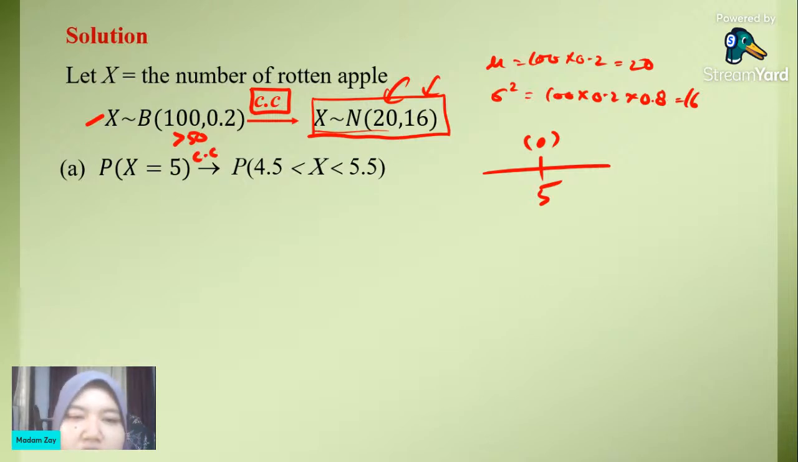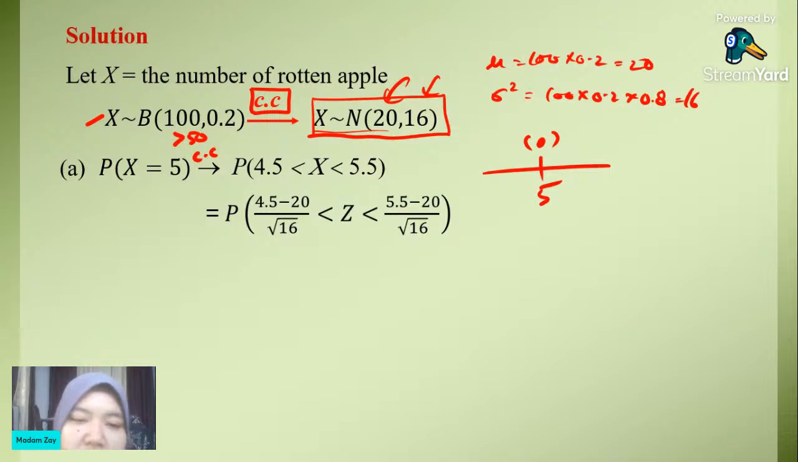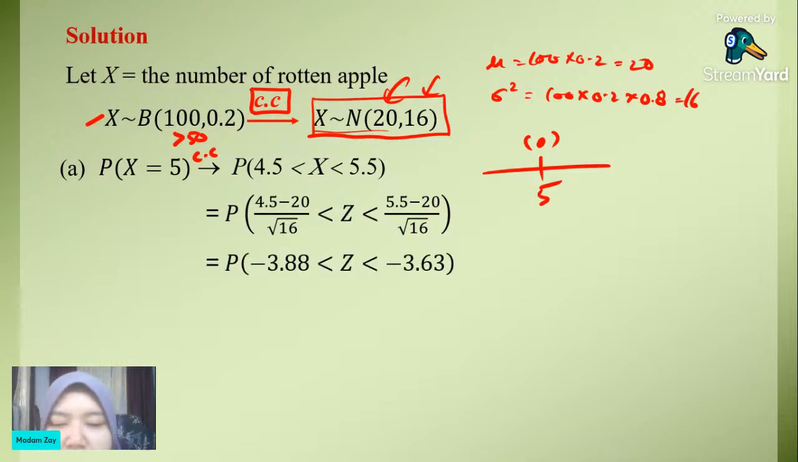And then after that, we have gone from binomial to normal. Now we have to change from normal to the standard normal distribution. So do the standardizing, use the formula. So it will be 4.5 minus 20 over square root of 16 less than Z less than 5.5 minus 20 over square root of 16, which is equal to Z in between negative 3.88 and negative 3.63.